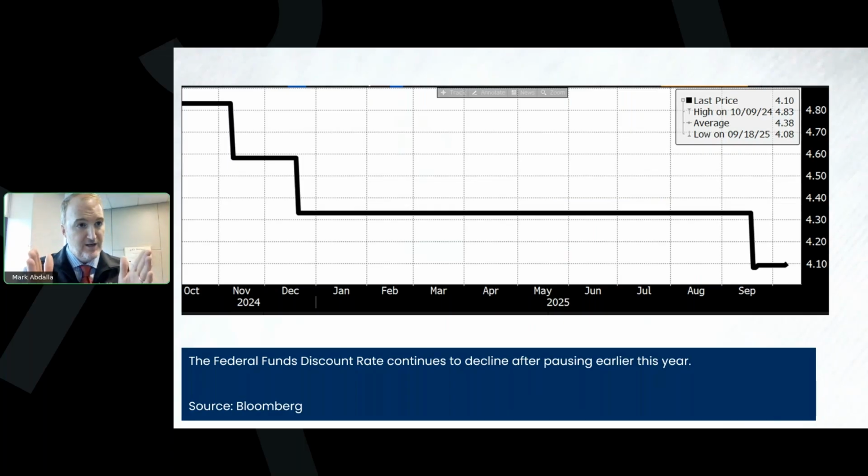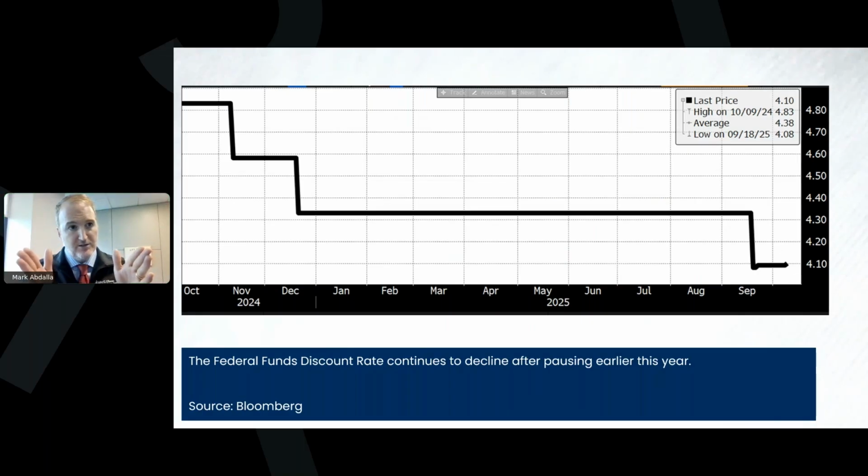There's a lot of consensus out there, a lot of expectations that they'll cut interest rates again at the end of this month, another 25 basis points. They tend to like these 25 basis point drops to move down gradually. And if you do have a shock to the system, they could always move faster, either down or up. But right now we're at 4.1% for the federal funds discount rate, which is interesting.